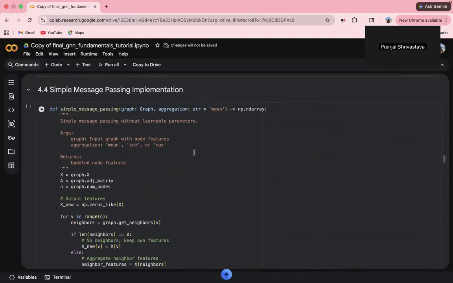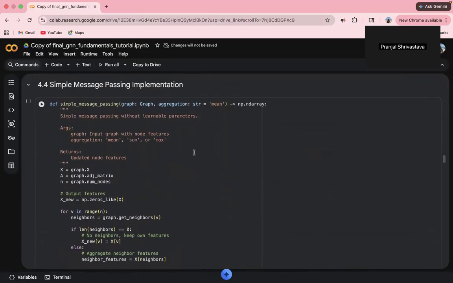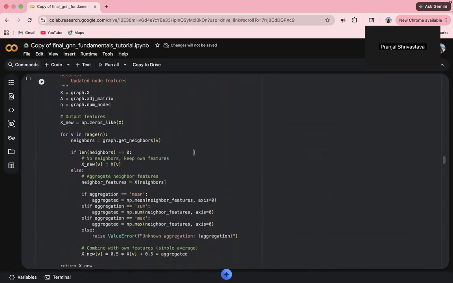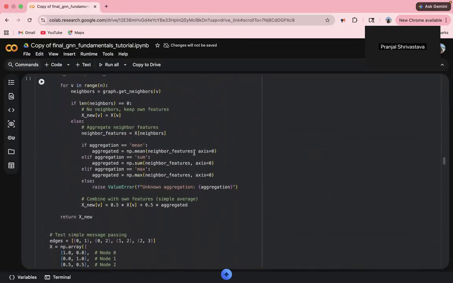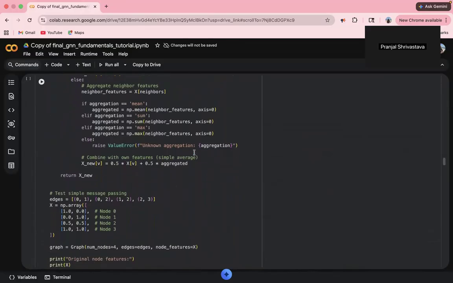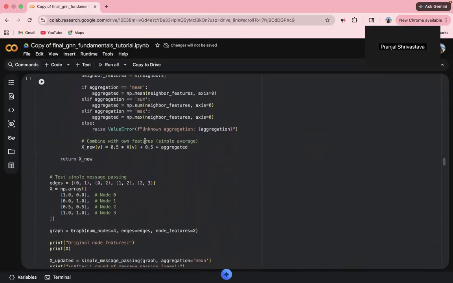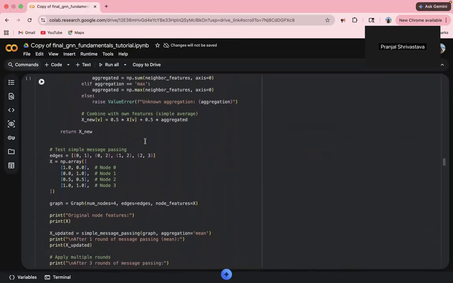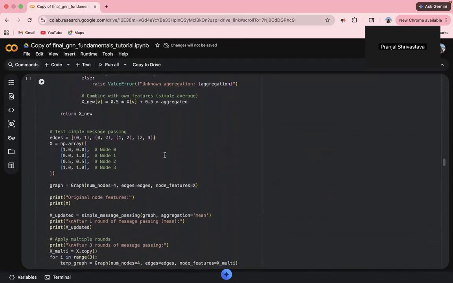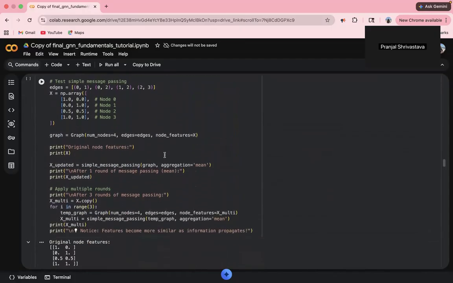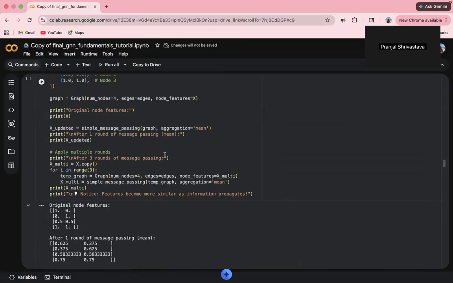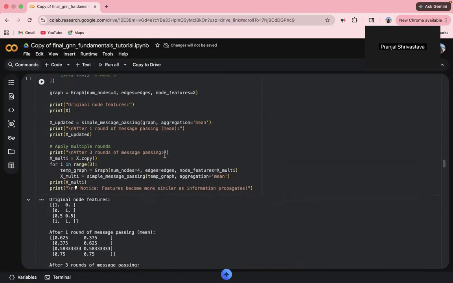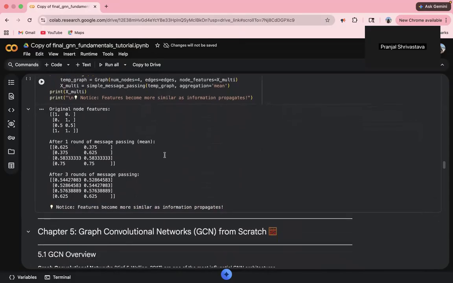A simple message passing implementation. Before adding learnable weights, let's see what pure aggregation does. After one round of mean aggregation, node 0's features move toward its neighbors' features. After three rounds, all features are converging toward the graph average. This is oversmoothing, a real problem in deep GNNs where nodes become indistinguishable. Learning when to preserve versus share information is exactly what the GCN's weight matrices do.